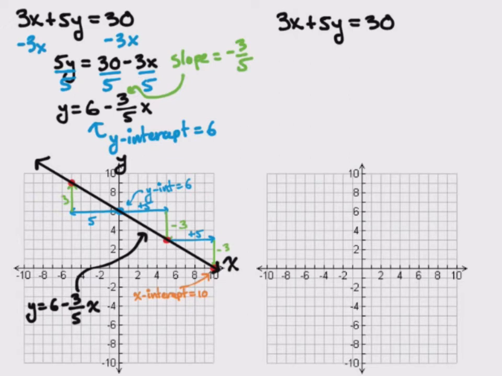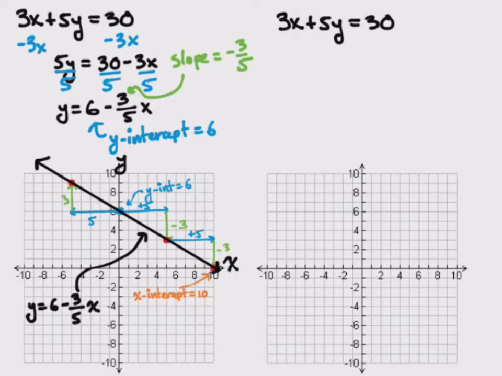Alright, so not so bad. Once you put it in slope-intercept form, we found that our y-intercept was 6, and our slope was negative 3/5, meaning every 5 units we went to the right, we went 3 units down. We were able to find a whole bunch of points and sketch our graph. And we also found our x-intercept of 10, which was very clear from our graph.